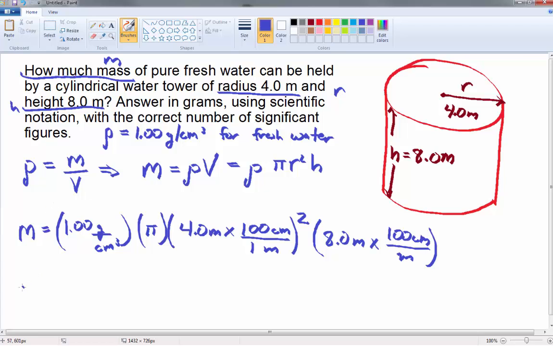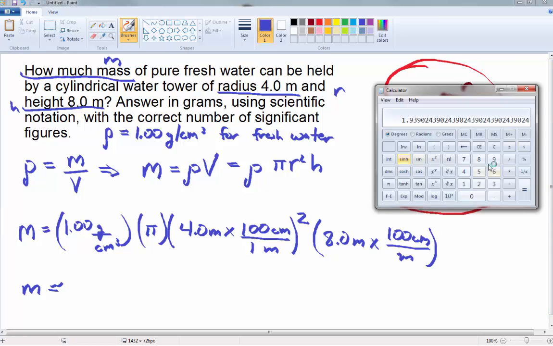All right, so this is giving us that the approximate mass is, if we can get our calculator out, we have basically 1 times pi times, now we'll just stick this in parentheses, 4 times 100, and that has to be squared, times another 8 times 100. And so you end up with this number right here, 402,123,859. So how many significant figures should we have?